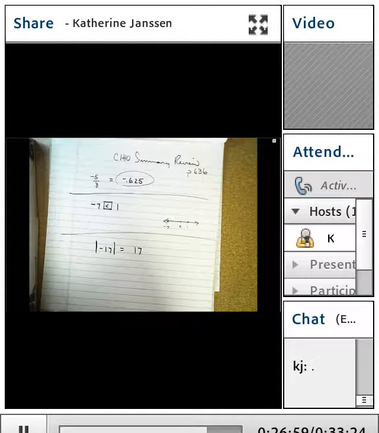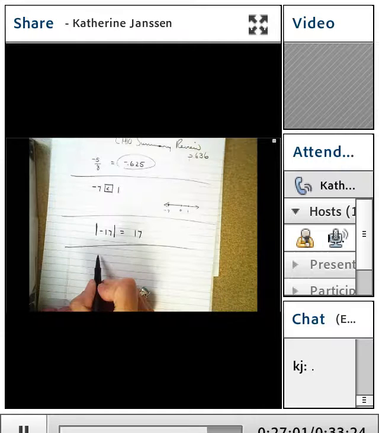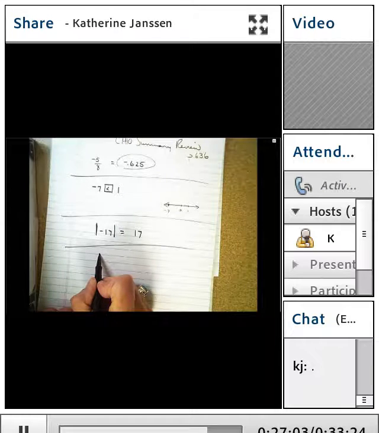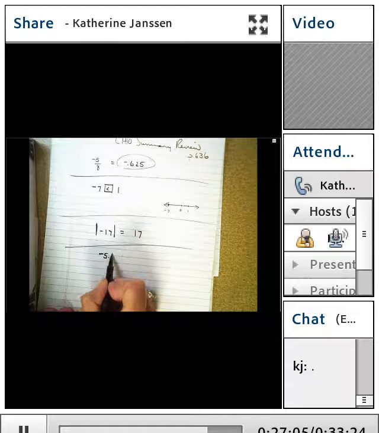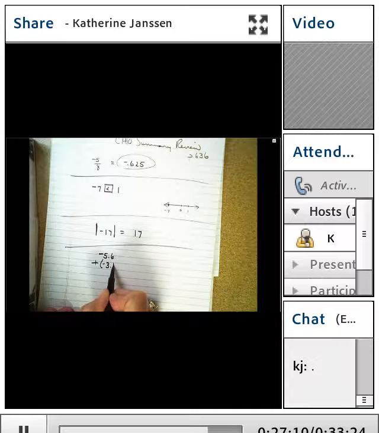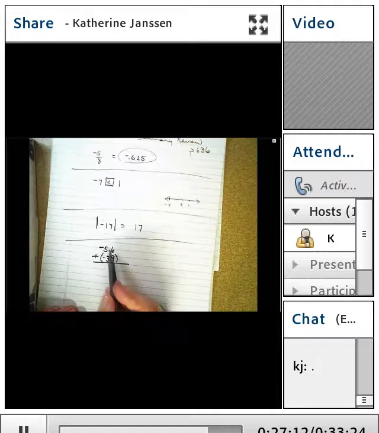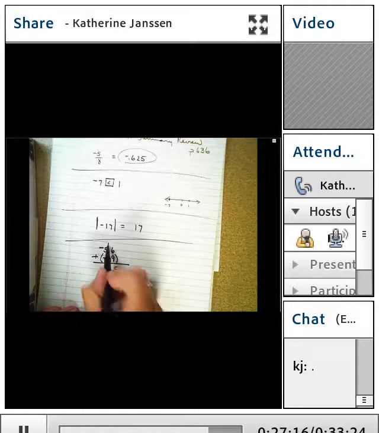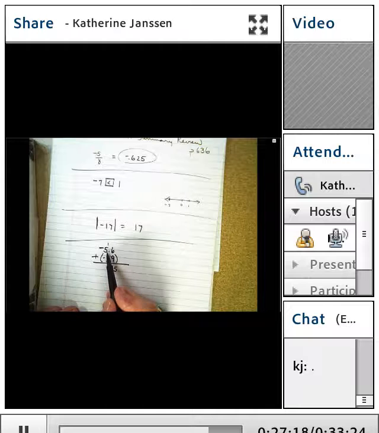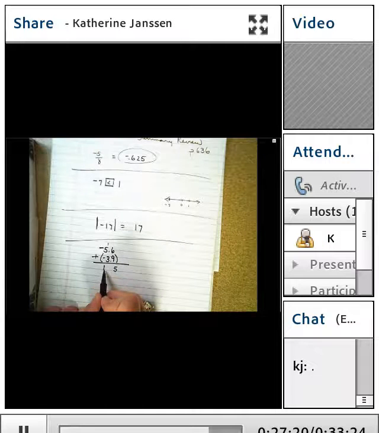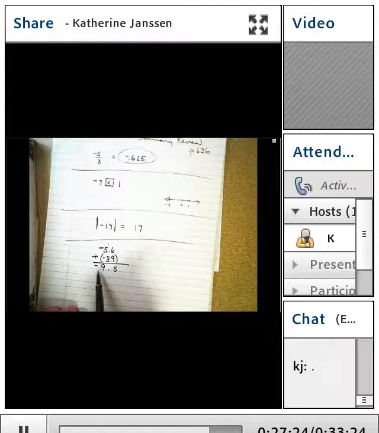Then we're asked to add -5.6 plus -3.9. Well, adding, I guess that's 15, carry the 1, 9, and I'm adding negative, so negative plus more negative will be -9.5.